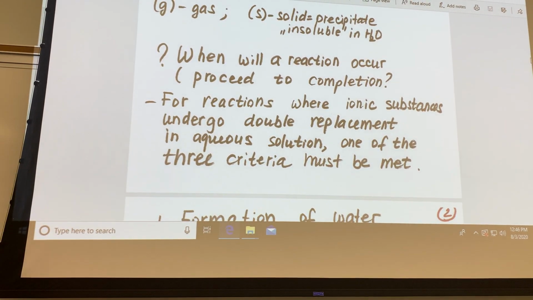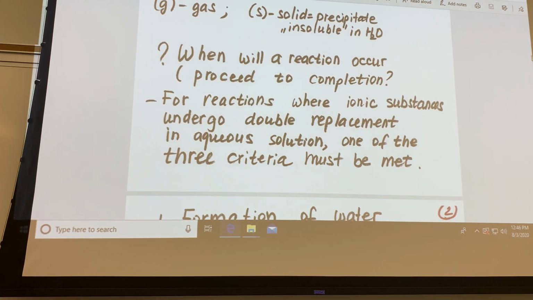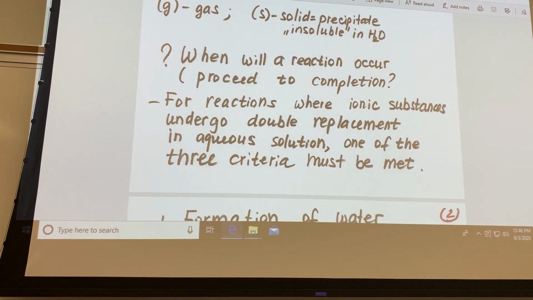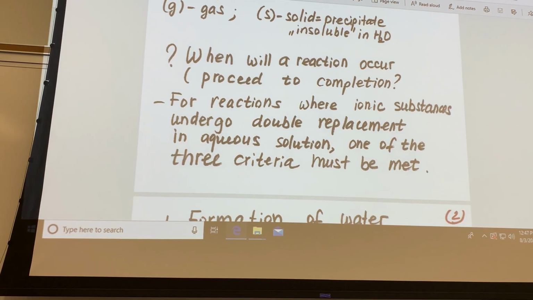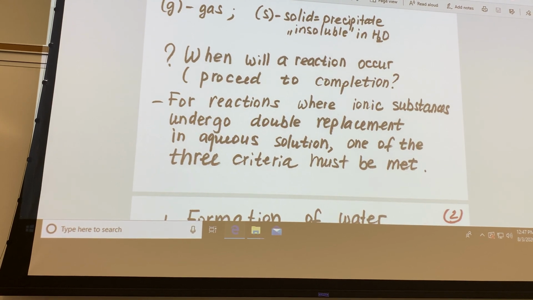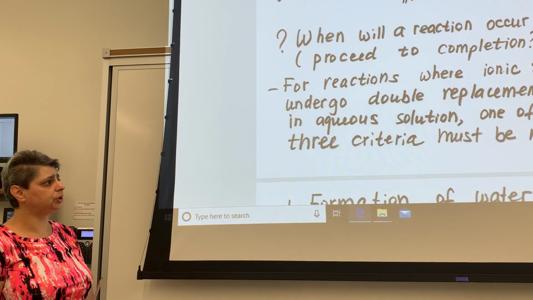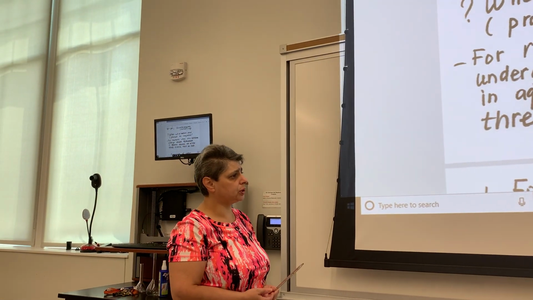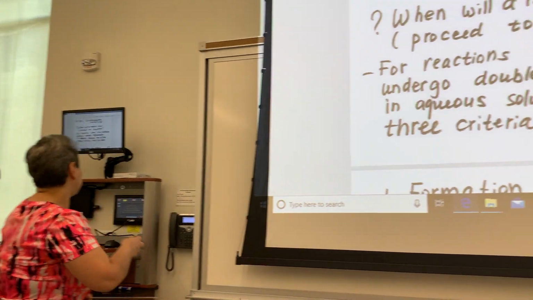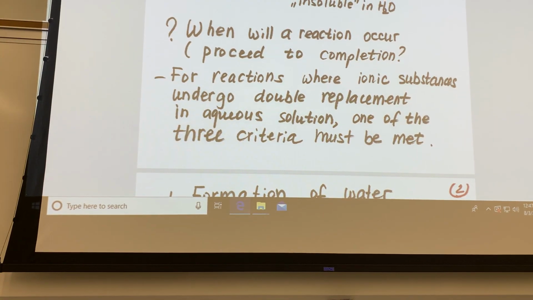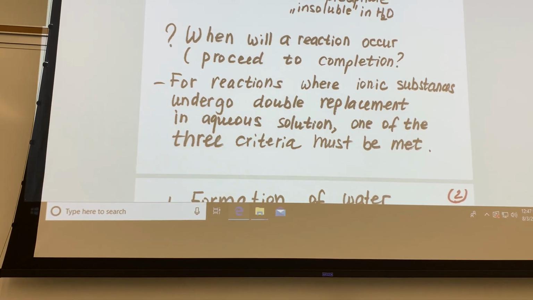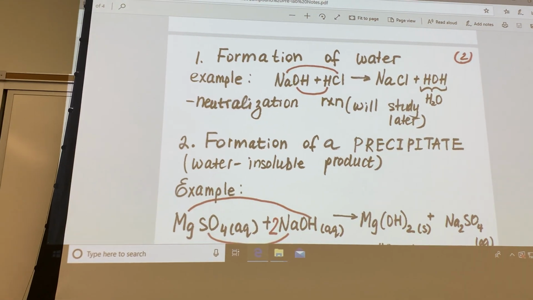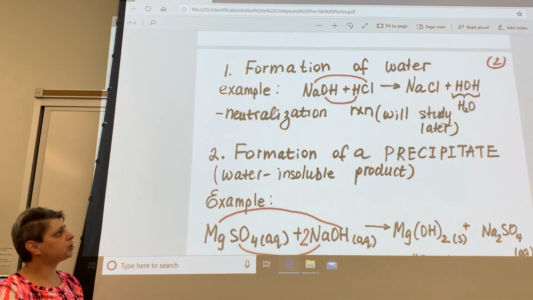And so this is a type of reaction called double replacement. And the three criteria that we're going to discuss are actually all discussed in detail with relevant examples in that handout that you're expected to carefully study before coming to lab on the day when we're doing this experiment. The first of those criteria is formation of water. So an example would be a so-called neutralization reaction.